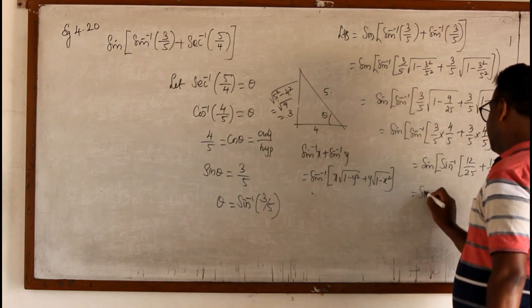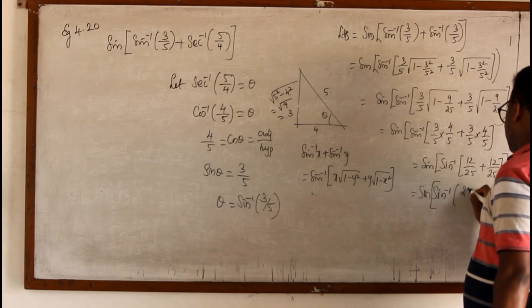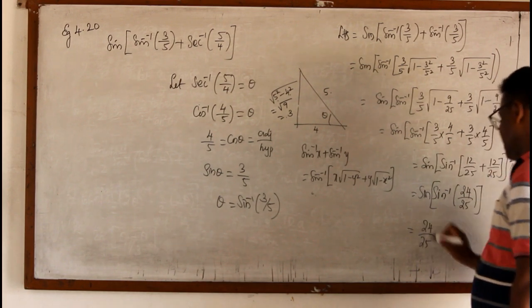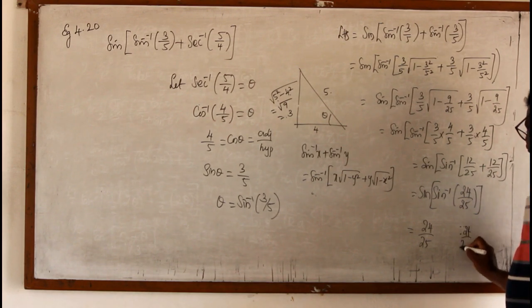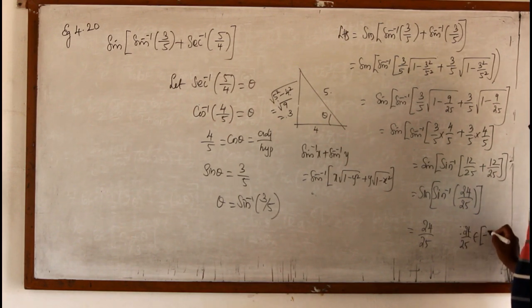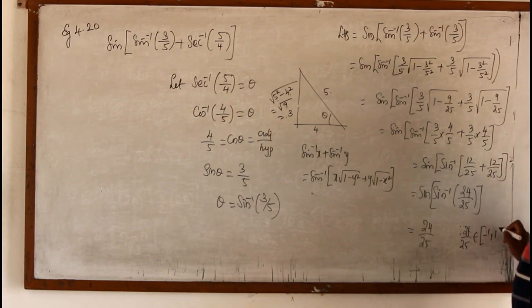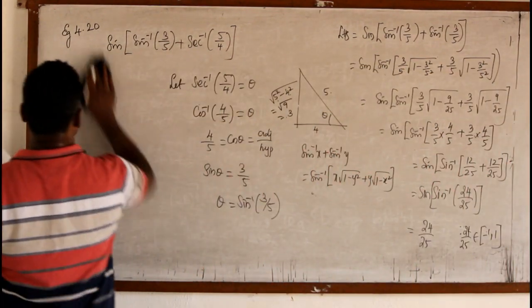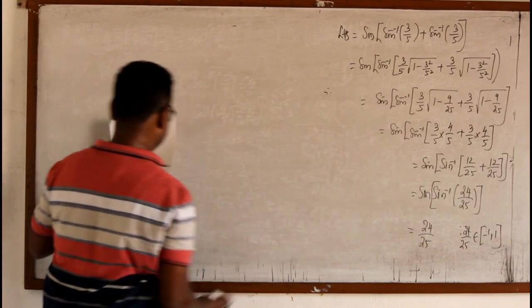Now sin inverse of 24 by 25. Sin and sin inverse cancel, it is 24 by 25. Simply it is point something, definitely 24 by 25 belongs to minus 1 to plus 1. So this is the value of this one in example 4.20. With that, example 4.20 is over.